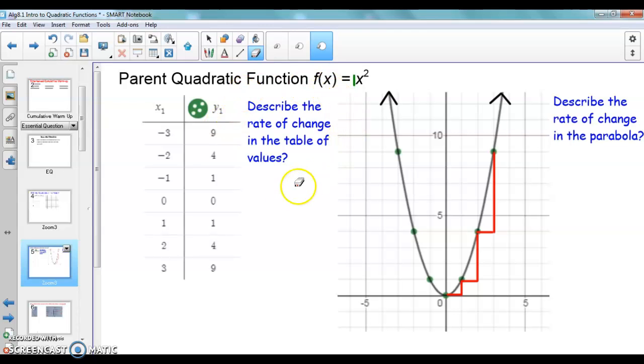How would you describe the rate of change in the table of values? If you notice, the values increase by adding 1, 3, and 5. Under the x column, the x values are increasing by a constant rate, which is adding 1 each time. However, under the y column, the increase is described by 1, 3, 5.